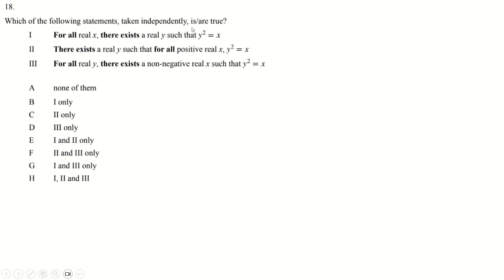18. Which of these things is or are true independently? For all real x, there exists a y such that this, well, of course, if x is minus 5, that doesn't work, so whatever. There exists a y such that for all x, this happens.